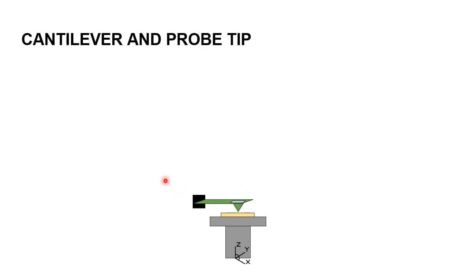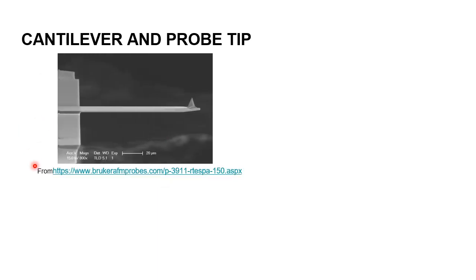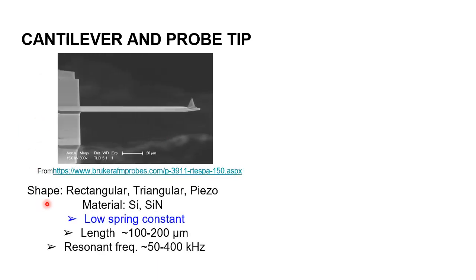The next set of components are shown here. It's the cantilever and the probe tip. Here you have a real cantilever that can come in several shapes, and it's usually made of silicon or silicon nitride. The most important characteristic is that it should have a low spring constant.